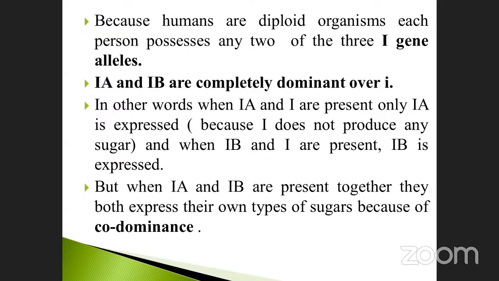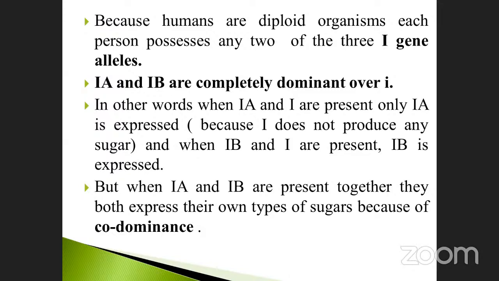But when IA and IB are present together, they both express their own type of sugar because of codominance. IA is nothing but the A blood group, IB is the B blood group. If IA and IB are both present, the blood group will be AB. Those who have blood group AB come under what is known as the codominant group.